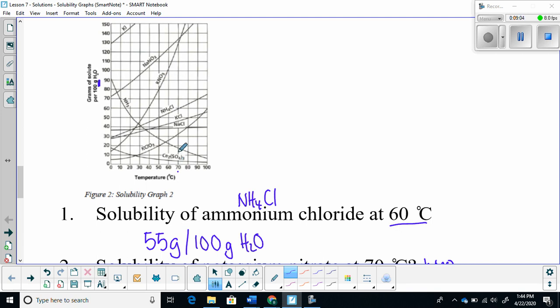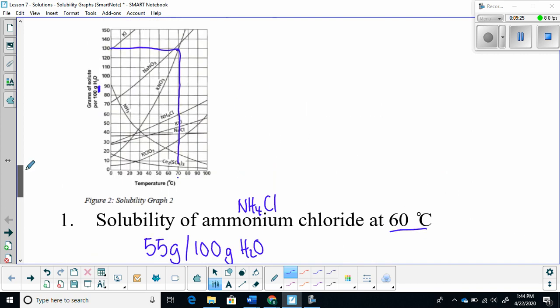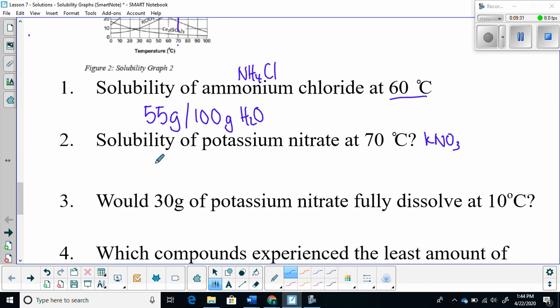So I'm going to read up. So I follow this line up. And then as soon as I touch that potassium nitrate line, which is this curve here, I'm going to read across. I would say that my solubility of potassium nitrate at 70 degrees Celsius is about 130. So 130 grams per 100 grams of water.